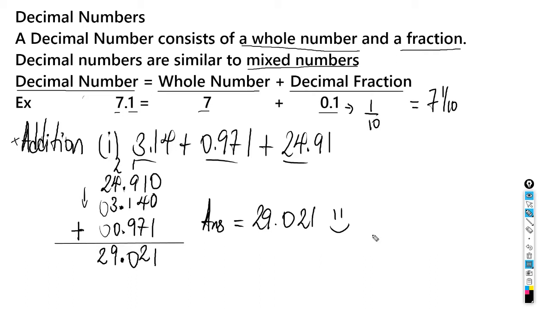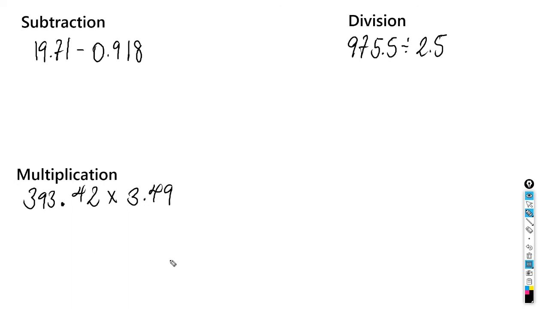Okay, guys, we're going to subtract some decimal numbers, and look at an example of the rest of the arithmetic operations. The first one is subtraction. We draw a little line there. Then we subtract these decimal numbers, and I always start with the biggest one first. So that's 19.71 minus 0.918. Then I always add the 0 as a placeholder to make things simpler.